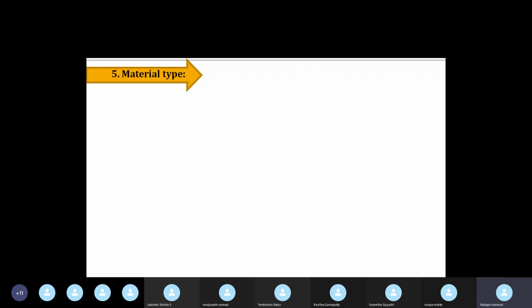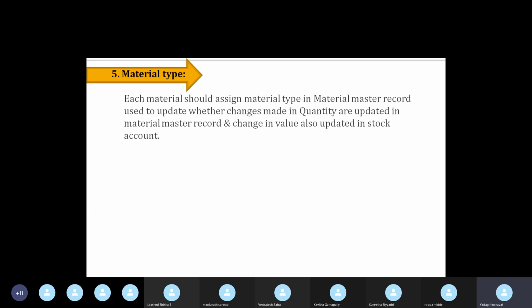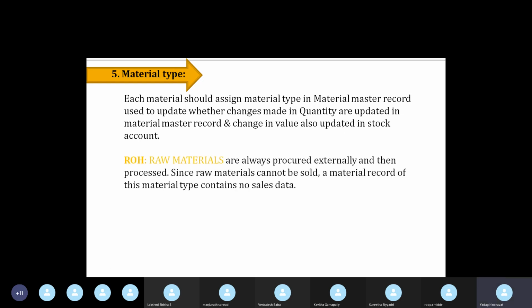Fifth one is material type. Each material should be assigned a material type in the material master record. It is used to determine whether changes made in quantity are updated in the material master record, and changes in value are also updated in the stock account. Here, for material type raw material, we will use the code ROH. It is predefined by SAP, and while creating, we will change it according to our convenience.